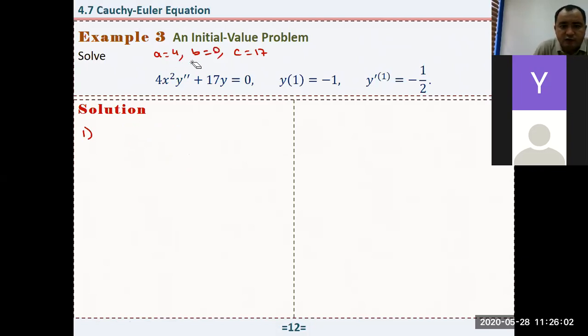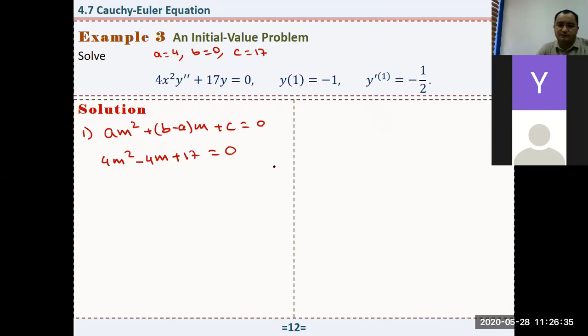So this a equals 4, b equals 0, c equals 17, right? And that is our equation. Well, our mistake here is am² + (b − a)m + c = 0. What is a? a equals 4. So here we have 4m². And b − a, that is 0 − 4, that's equal to −4, right? m. Plus c equals 17. That is equal to 0.